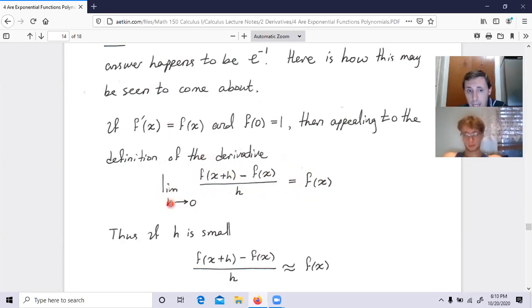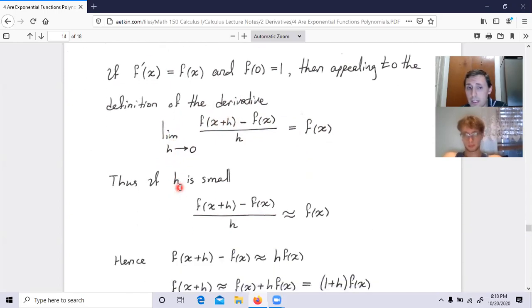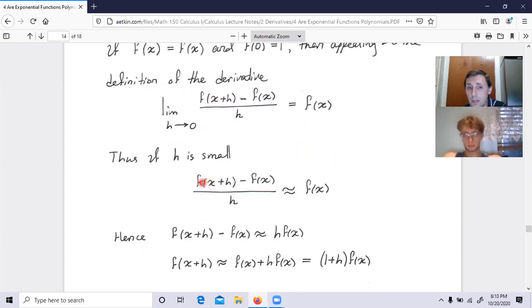That means if h is really small, if this perturbation of x is very small, essentially I can drop the limit. So essentially, if h is small, we have f of x plus h minus f of x over h is roughly the function itself.